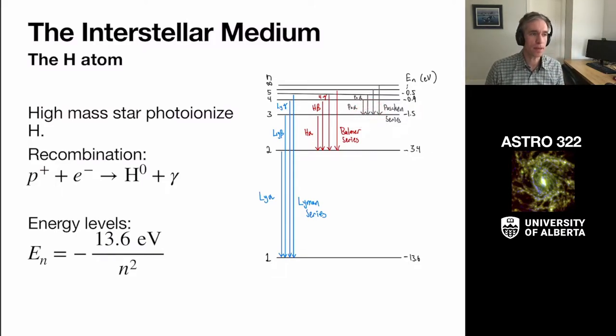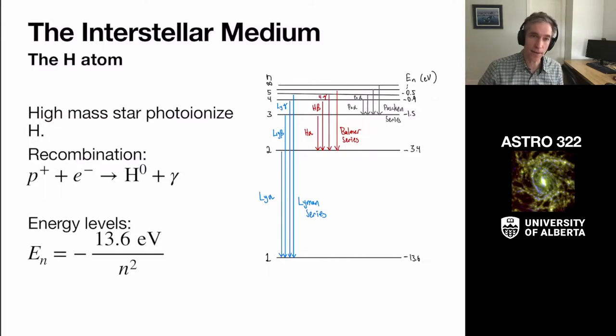And then, because we want even more in the way of convention, we tend to label the transitions in the series with Greek letters. So the Lyman alpha is the 2-to-1 transition. H alpha, or Balmer alpha, is the 3-to-2 transition. So it's just the first transition in each series. And then the later transitions are called beta, gamma, delta.